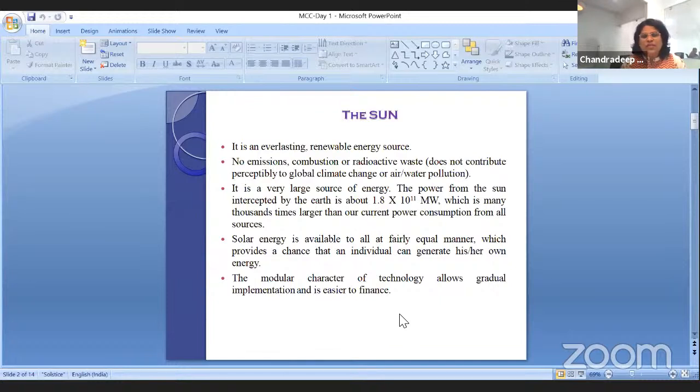Everlasting renewable energy, no emissions, no combustion, and availability: these are all applicable to other renewable energy technologies also, wind and biomass. But the last point, the modular character of the technology, is not applicable to other renewable energy technologies. It is applicable only for solar photovoltaic and solar thermal. Okay, next.